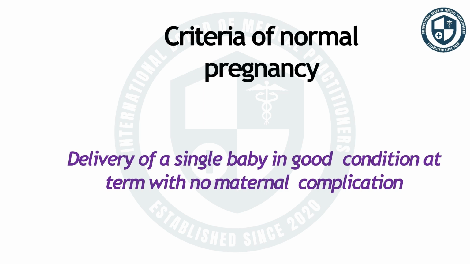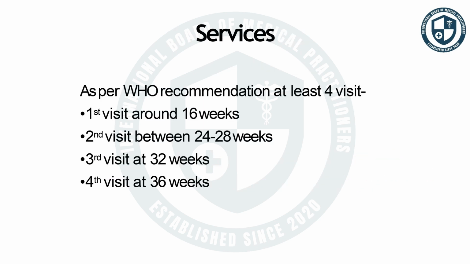So, the criteria of a normal pregnancy. What do you mean by a normal pregnancy? Delivery of a single baby in good condition, at term gestation, with no maternal complication is the synonym of a normal pregnancy. It differs from an abnormal pregnancy, where the criteria are not met. A single baby in good condition, term gestation, with no maternal complication is a normal pregnancy.